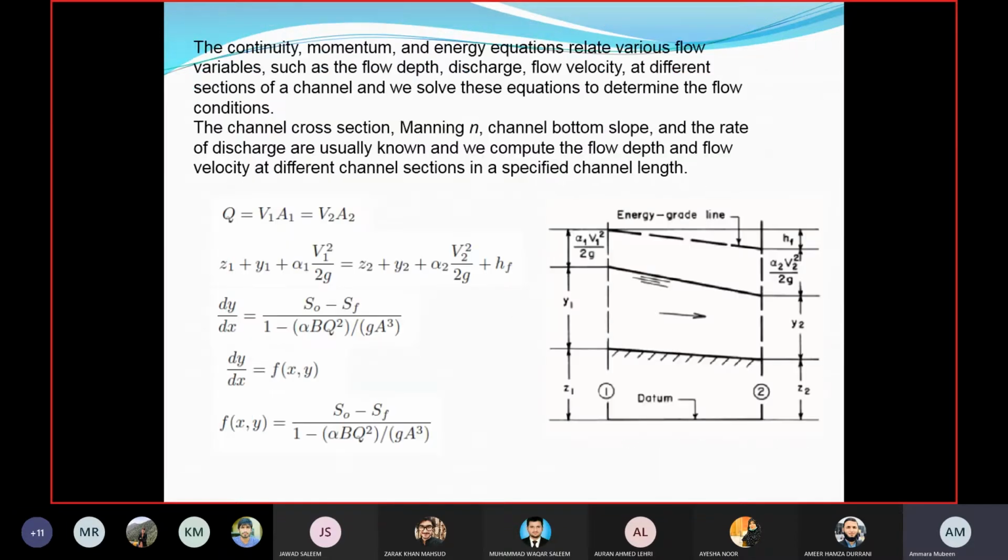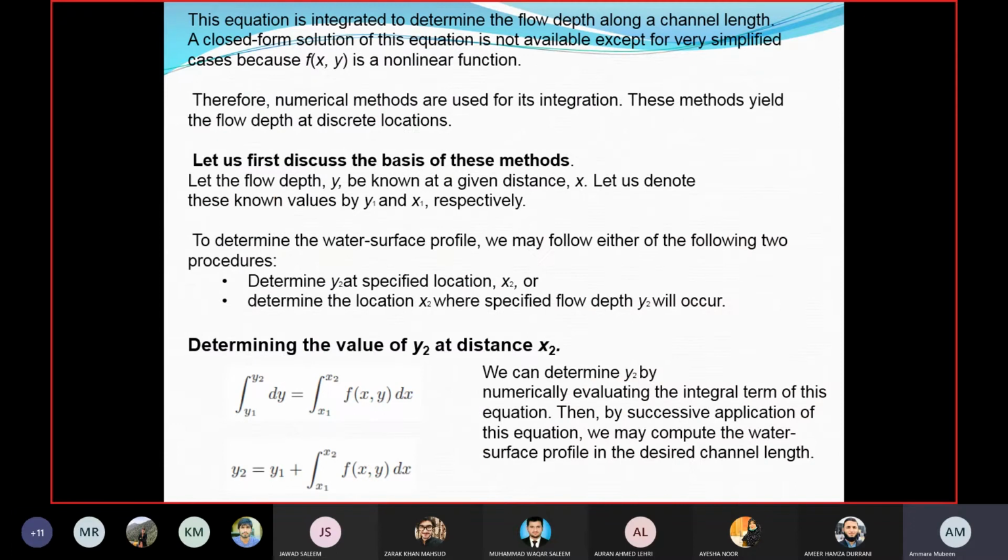So we have this governing equation. To determine x and y, we have to integrate and determine the flow depth along the channel. A closed form solution of this equation is not available except for very simplified cases, because this function is a nonlinear function. Therefore, numerical methods are used for its integration. This method yields the flow depth at discrete locations.